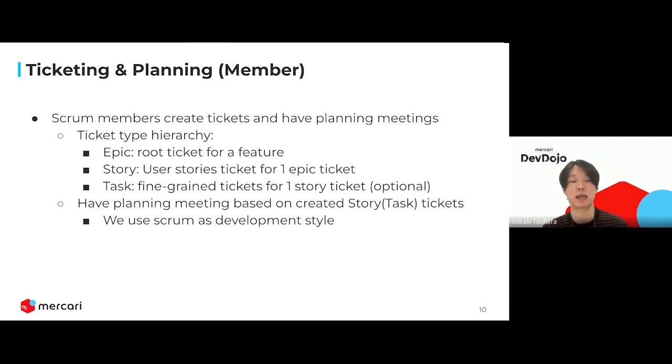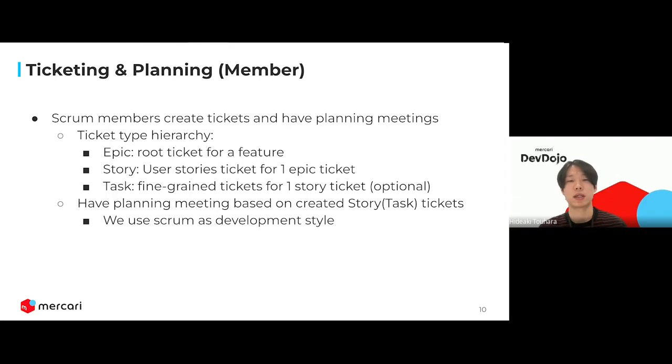For tickets, there's a hierarchy. We mainly use epics, stories, and tasks. An epic ticket is the root ticket for a feature. It tends to be one item for that feature. And then for each epic, there may be multiple stories or child tickets that come from this epic.